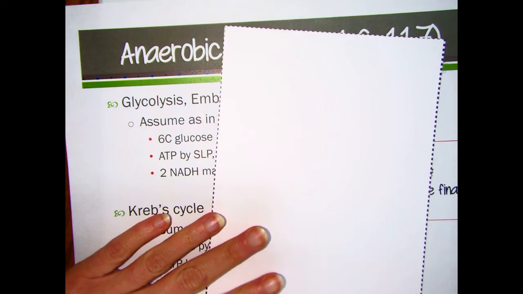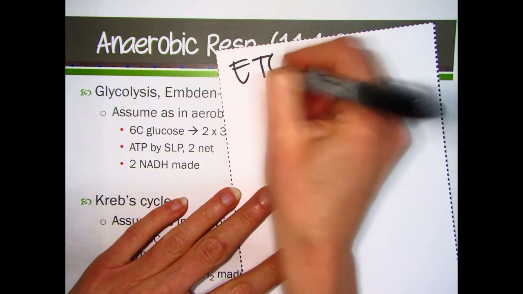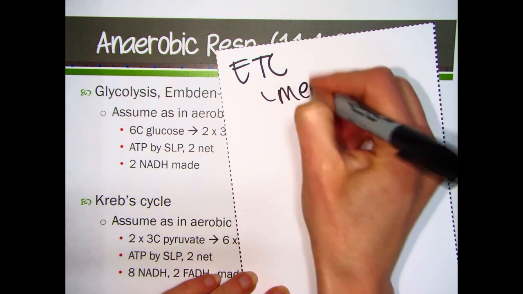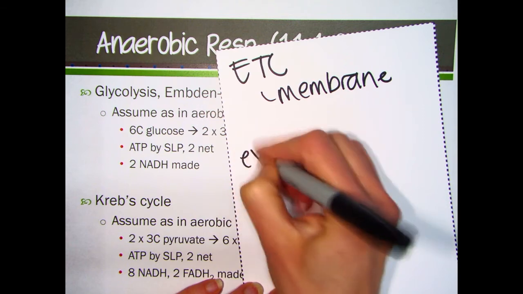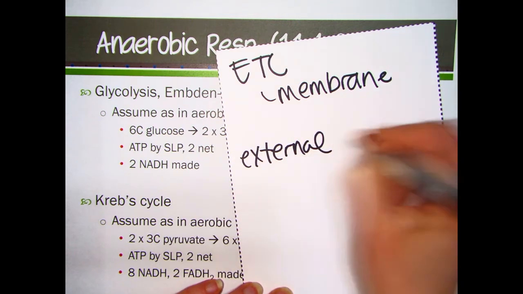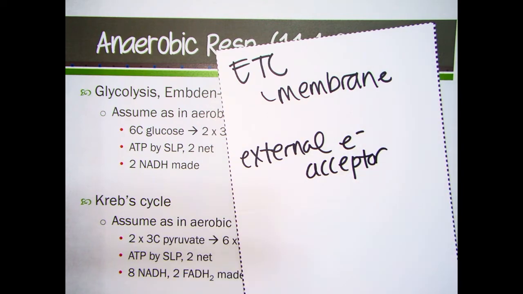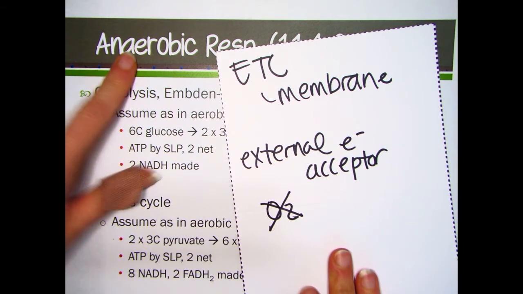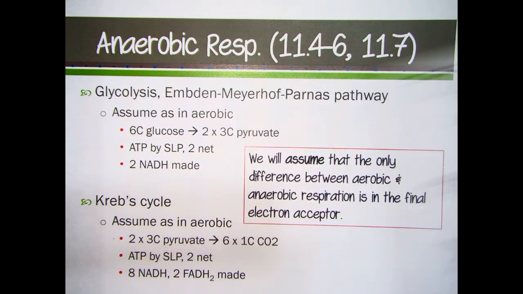Anaerobic respiration, still being a respiration, requires an electron transport chain, which has to be in the membrane. Anaerobic respiration uses an external electron acceptor, so not a compound that is used by the cell for something else. But this electron acceptor can very definitely never be oxygen because we are doing anaerobic respiration. So that is anaerobic respiration in a nutshell.